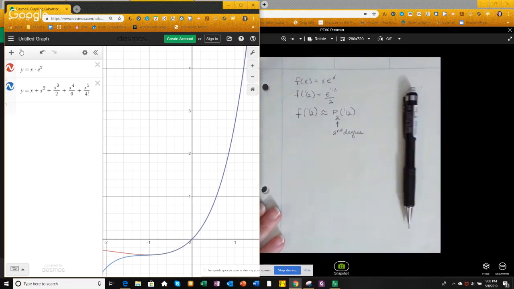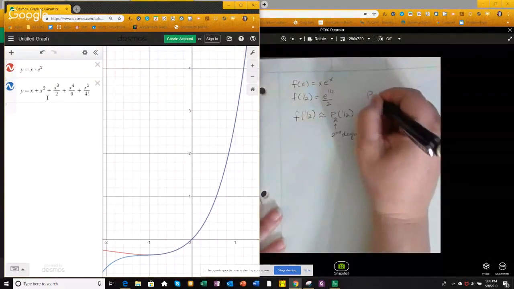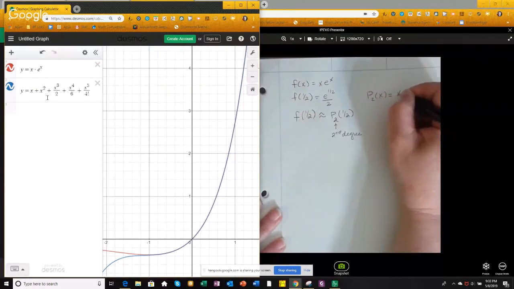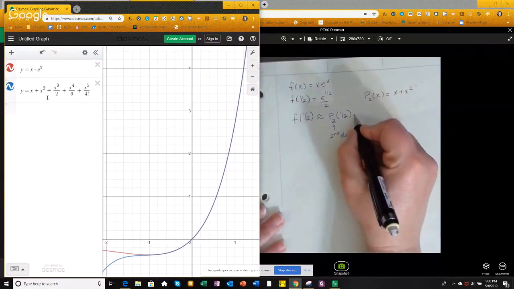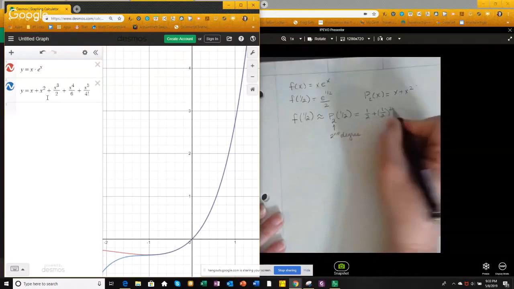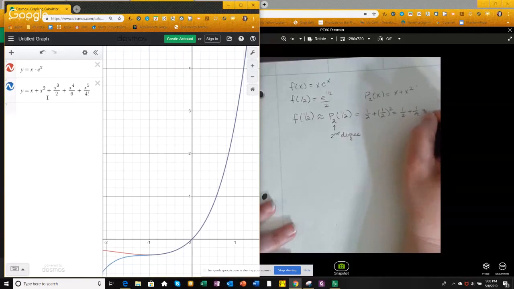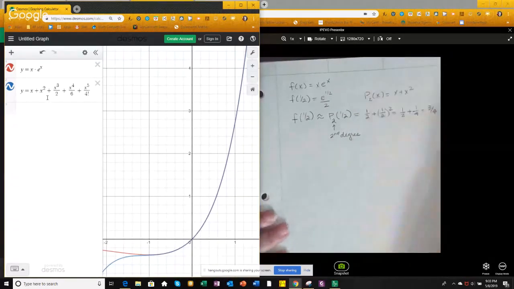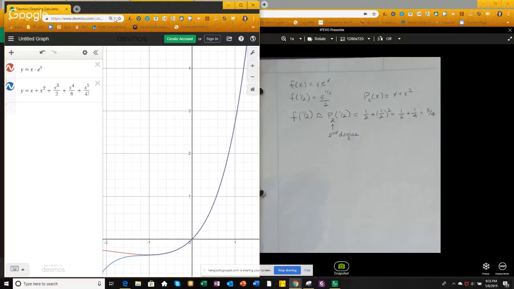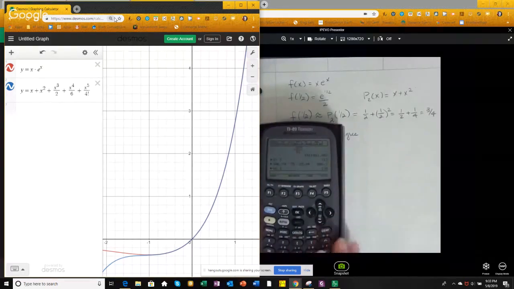So my second degree is only the first two terms of this. Do you see that? So my second degree Taylor polynomial is x plus x squared. Let's see what happens when I do that. That's going to equal 1/2 plus 1/2 squared, which I can do without a calculator. This is 1/2 plus 1/4, which is 3/4. So then in a question like that, would it have to tell us which degree Taylor polynomial we use? Yes.